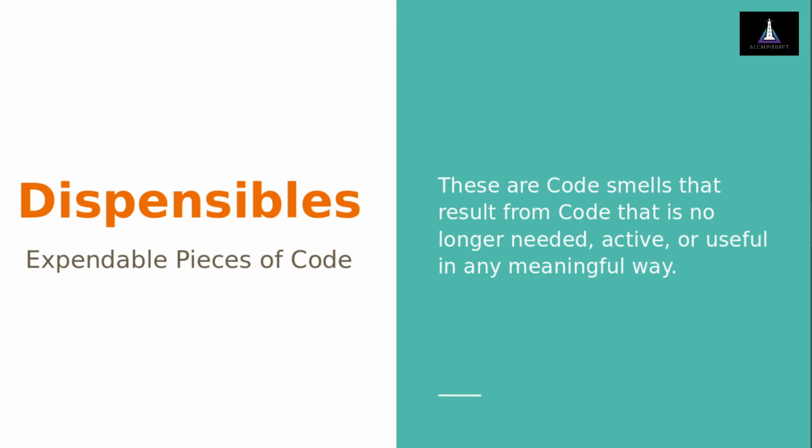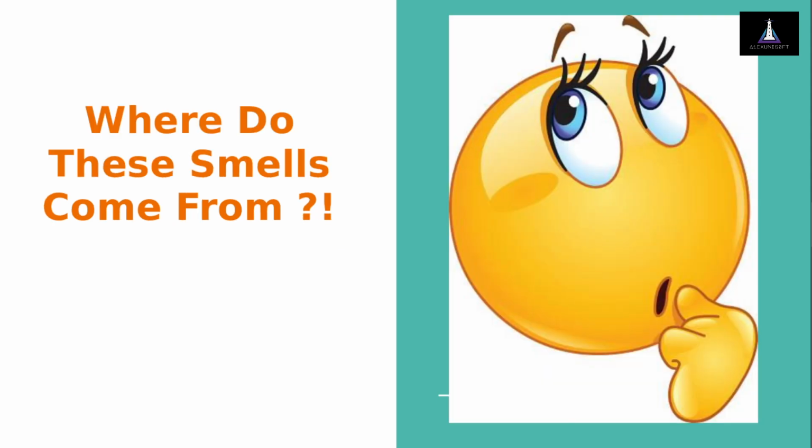Dispensables, well, they're expendable pieces of code, basically like commented code, zombie code, inactive code, code that is unreachable, something that is just not active or doesn't do anything useful. Well, that's really nice, and those are the five that everybody would talk about, everybody would know.